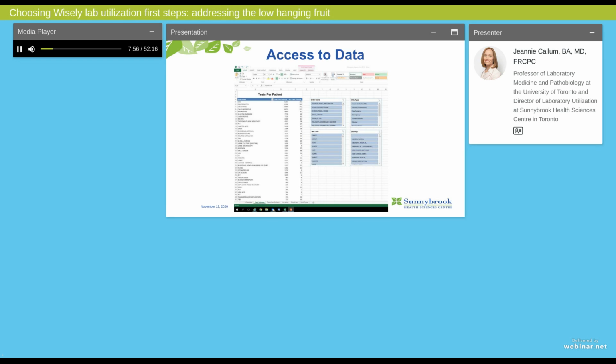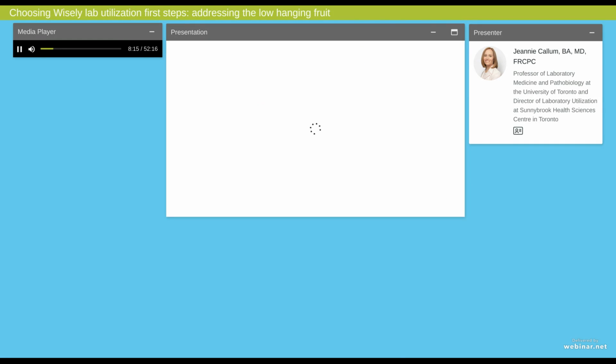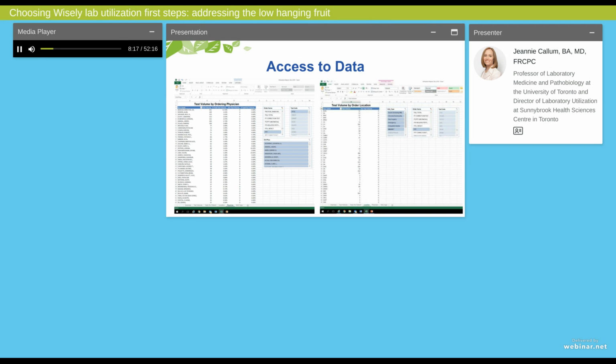And you need access to data. And so we worked with our decision support at our hospital to generate just a little portal where we could go in and access the data and look at ordering test volumes by doctor, by location, by groups of locations like inpatient, outpatient, to really help us figure out, okay, where do we need to start? And this little portal allows us to look at who's ordering the test.